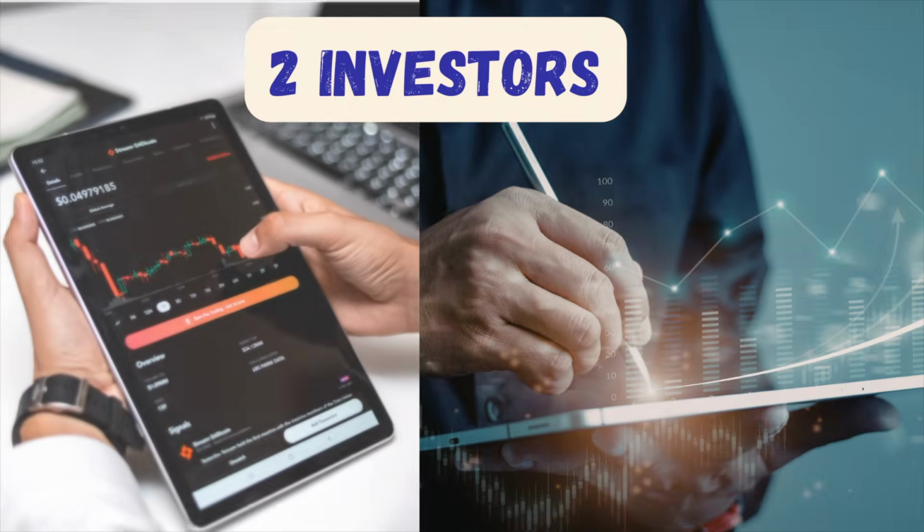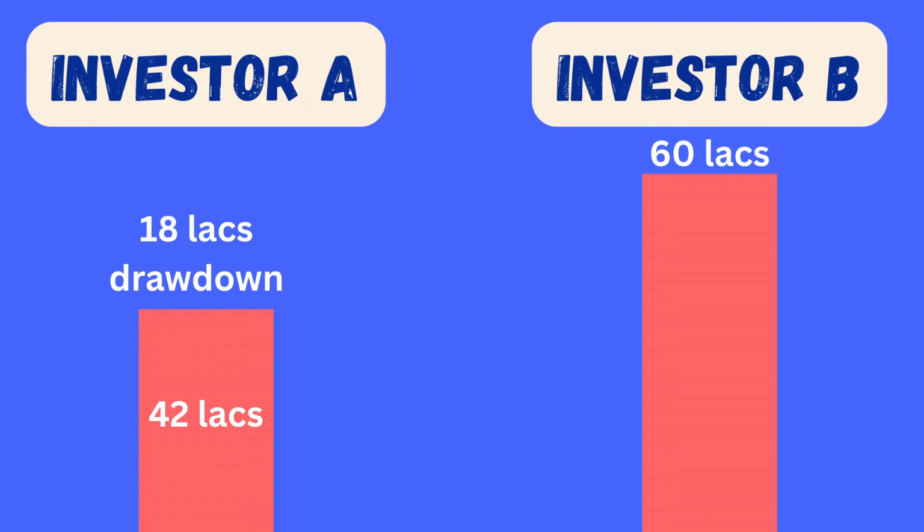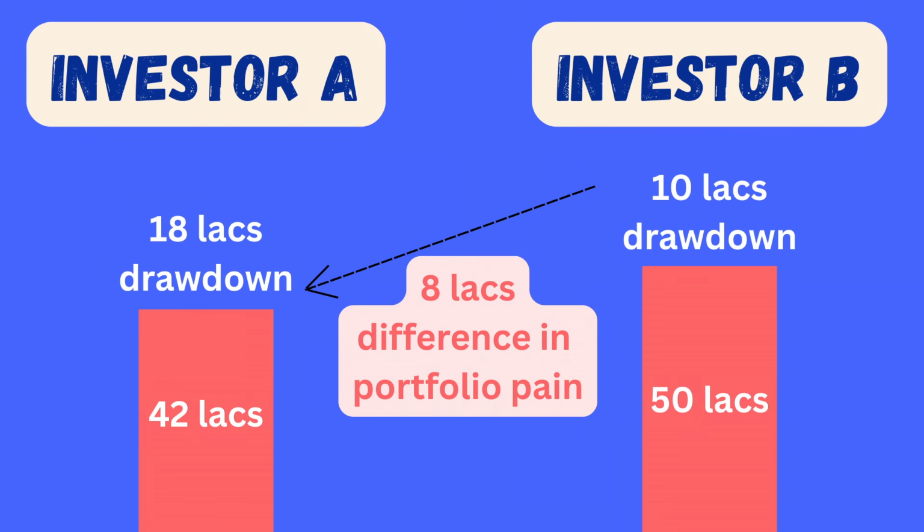Two investors, 60 lakh portfolio, same market correction. But investor A loses 18 lakhs in 3 months, while investor B loses only 10 lakhs. Same starting amount and same market volatility, but an 8 lakh difference in portfolio pain. And that difference affects not just returns, but peace of mind too. What did investor B know that investor A didn't?